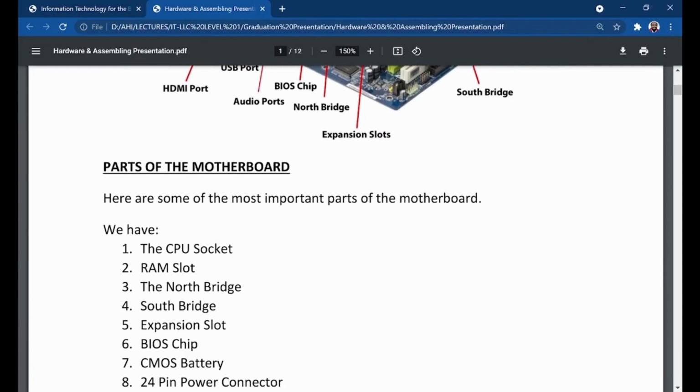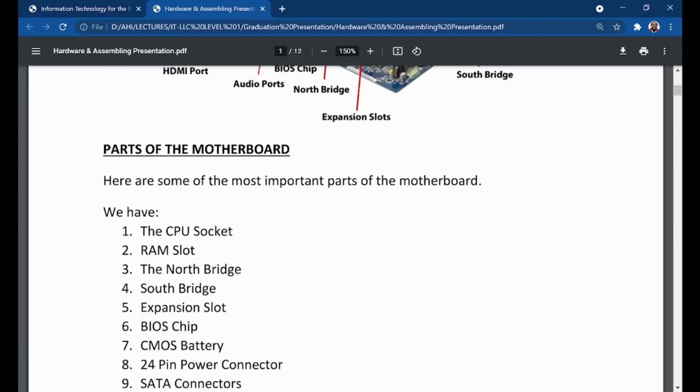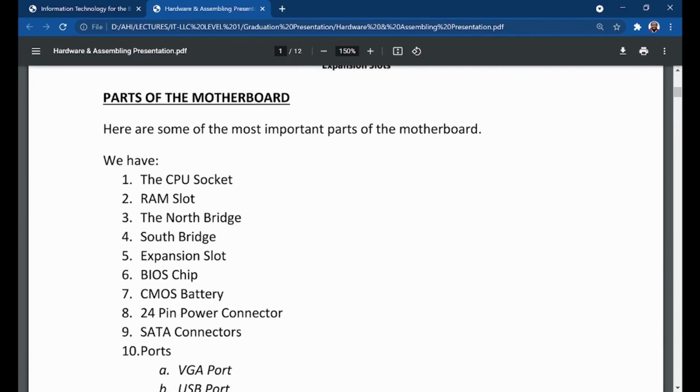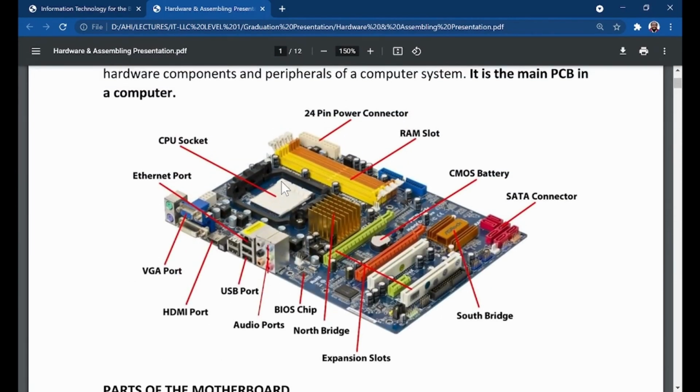Parts of the motherboard. Here are some of the most important parts. First of all, we have what is called the CPU socket. When you look at this picture, this is a CPU socket. Maybe it is not very clear to you, but this is a CPU socket. When you are given a real motherboard and asked to identify the CPU socket, you should be able to point it out. The CPU socket is one of the first places your eye should go whenever you hold a motherboard.